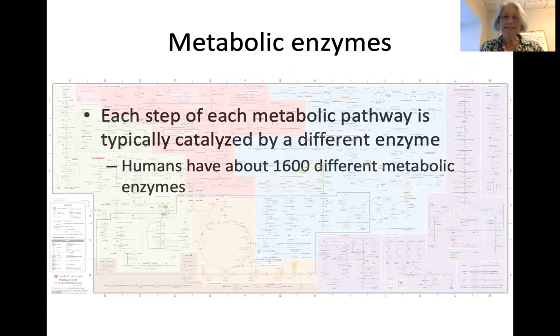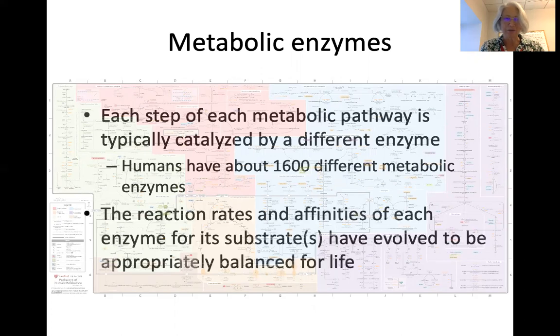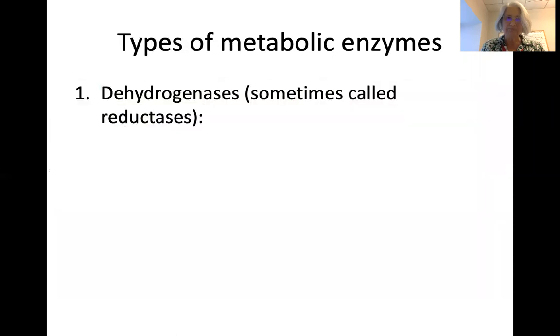We have about 1,600 different metabolic enzymes in us, and luckily, you're only expected to know a small number of those. And it's important to remember that the reaction rates and the affinities for all these enzymes and their substrates have evolved to be appropriately balanced to support healthy life. And so if there's any mutation or an enzyme inhibitor that affects these things, that can result in pathology.